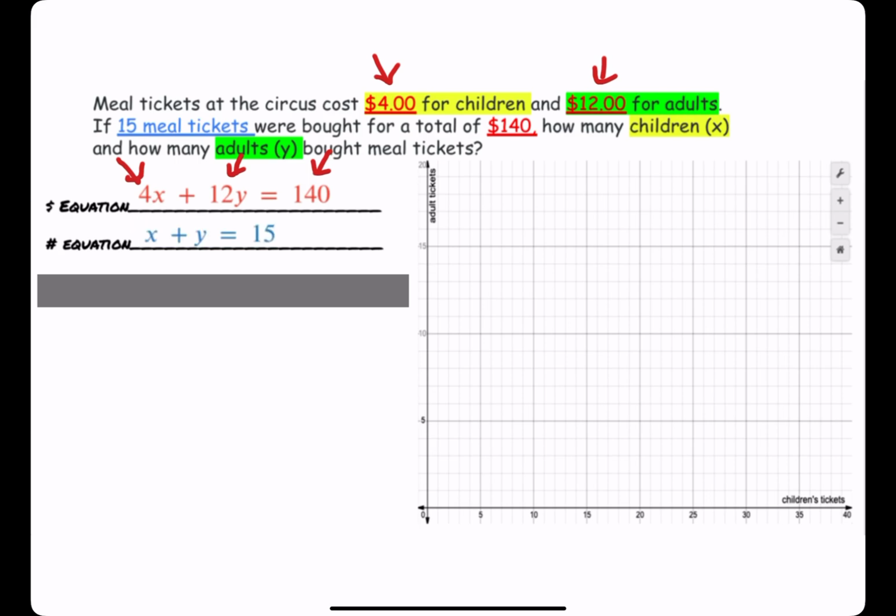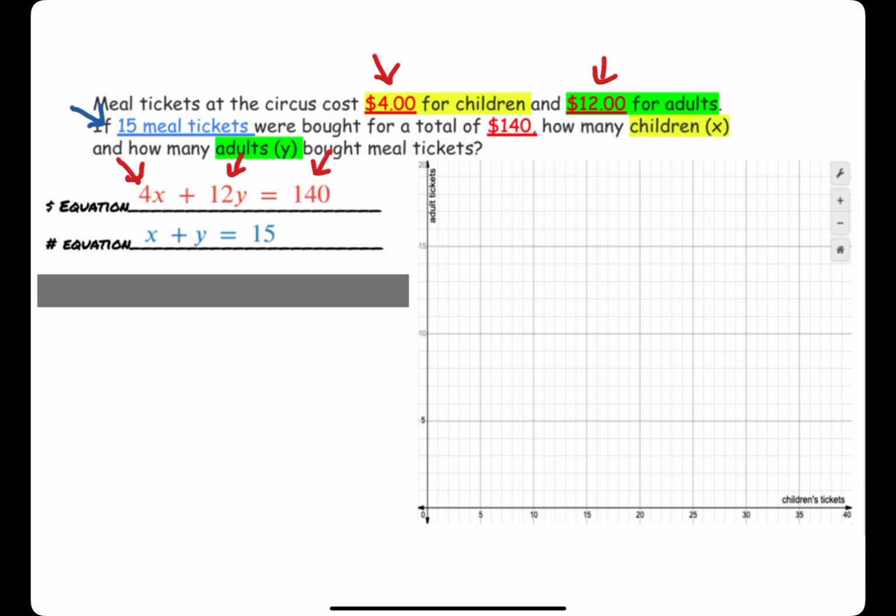Now the second equation may seem a little bit difficult to find because it's hidden within the word problem. But if you look closely, it says there are 15 meal tickets total. That's the number of meal tickets.